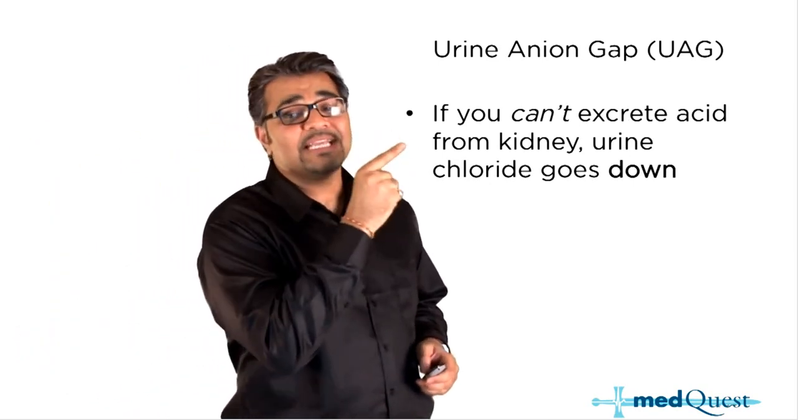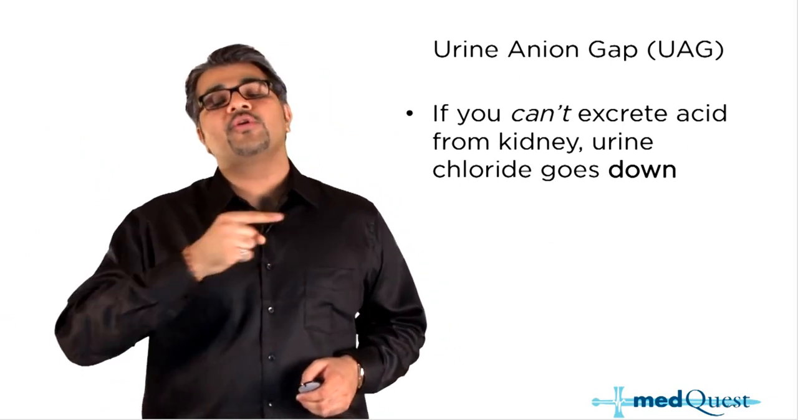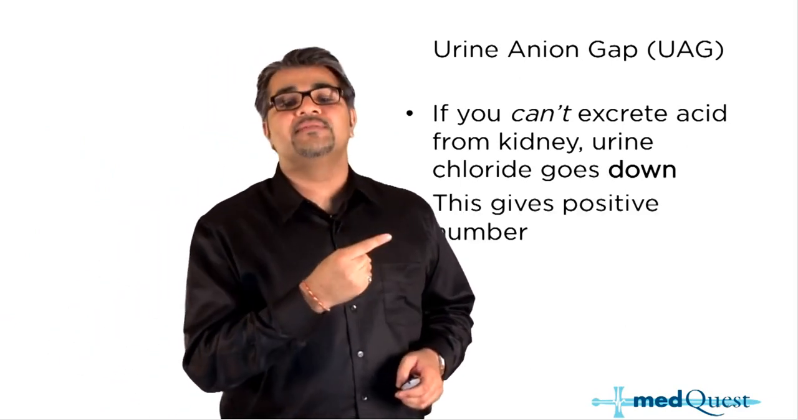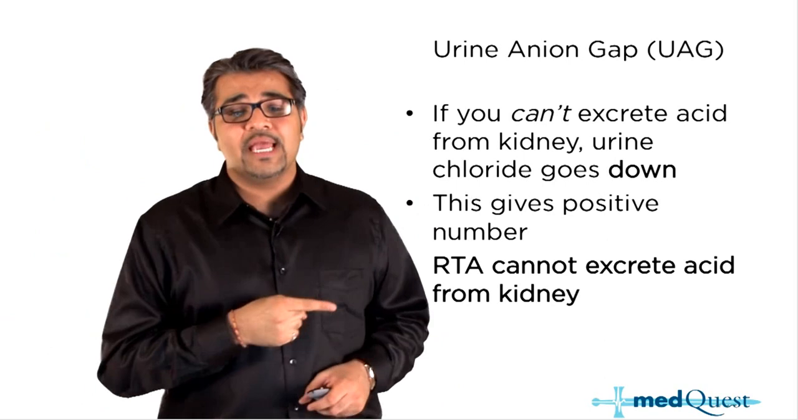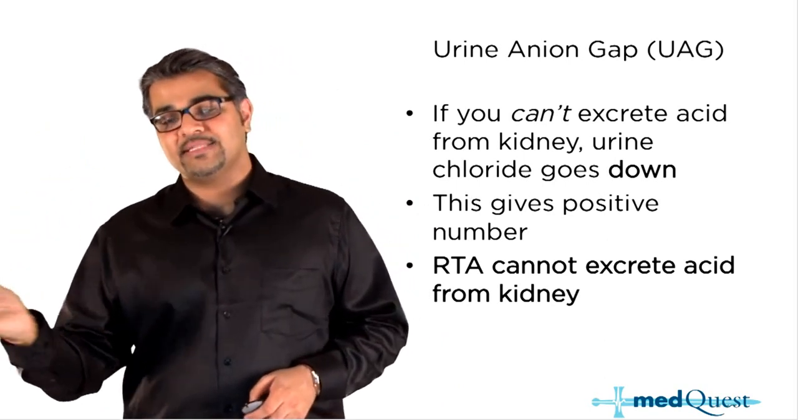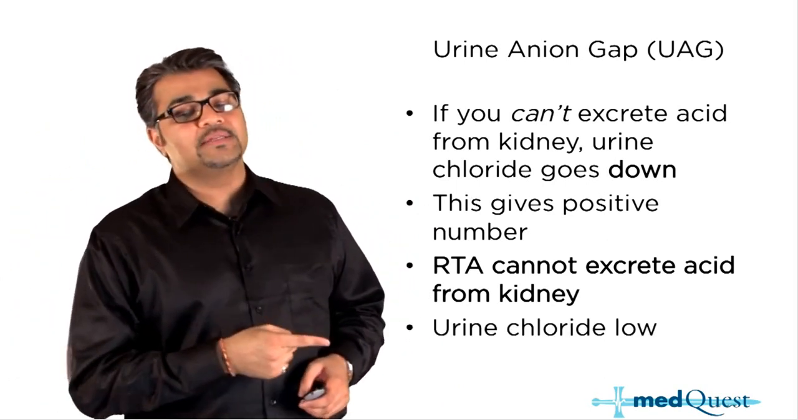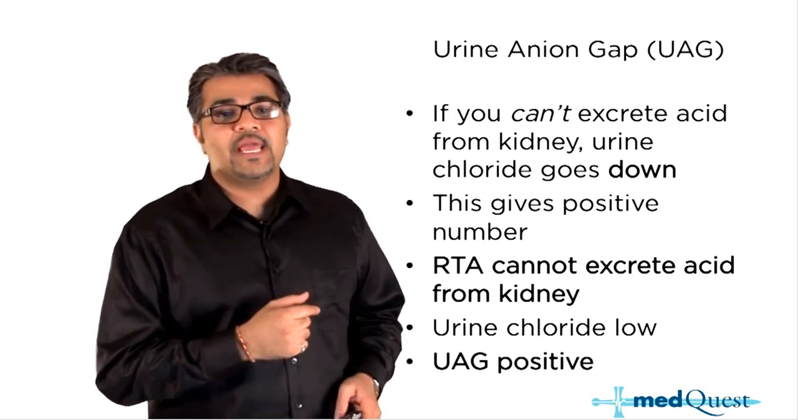Now, if you can't excrete the acid from the kidney, your urine chloride goes down, and this gives you a positive number, simple subtraction. Therefore, in RTAs the kidneys cannot excrete acid, urine chloride is going to be low, and bam, your urine anion gap is positive, and now you know you're dealing with an RTA.